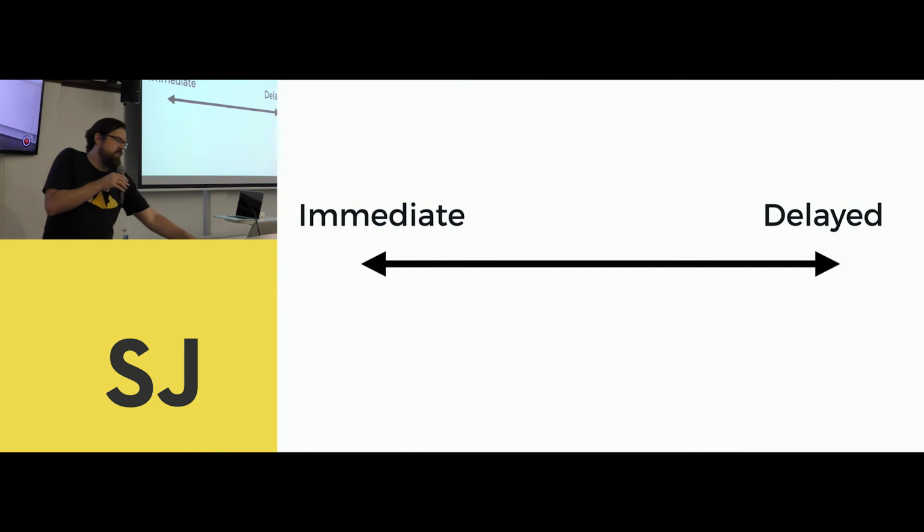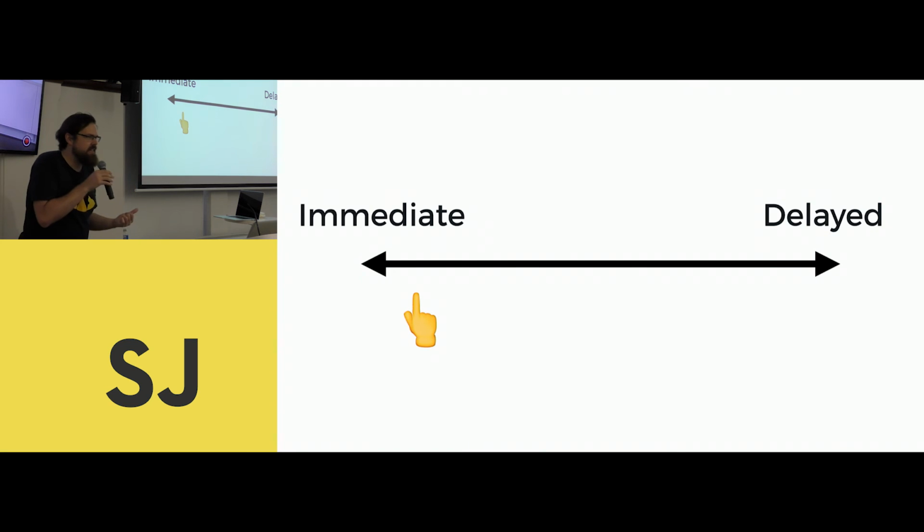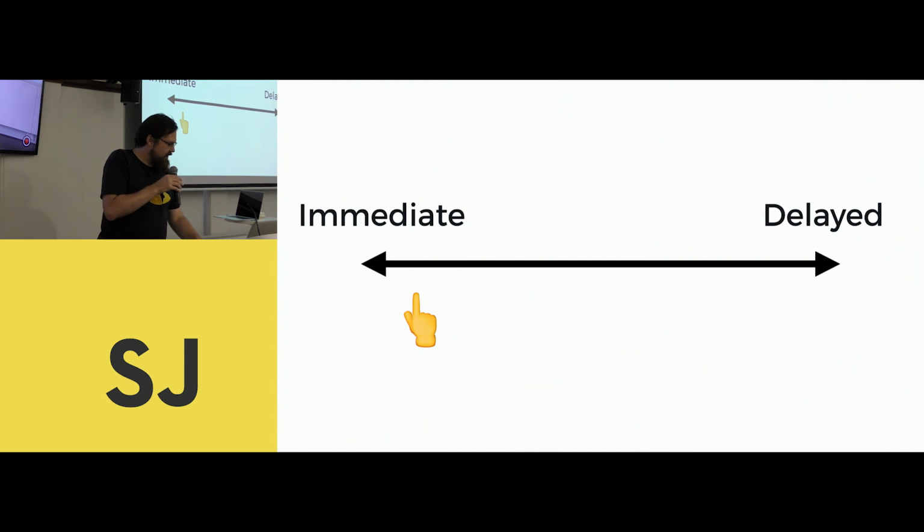So, I'm going to posit, and if you disagree with me, I'm sorry, you're going to have to hold it in because the rest of my talk is based on this. I posit that basically you want to try and get more to the immediate end of this spectrum rather than delayed. You want to find out if you screwed up sooner rather than later. Vaguely sort of agreement, yeah? Cool. Everyone's nodding, great.